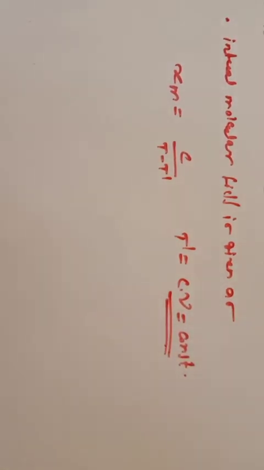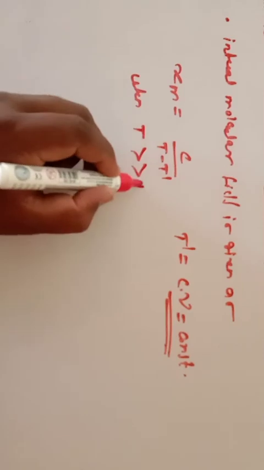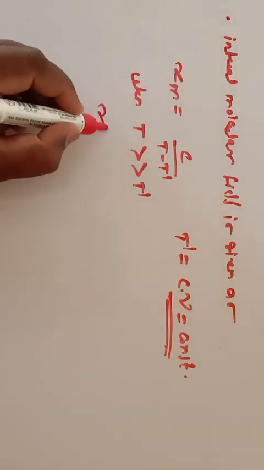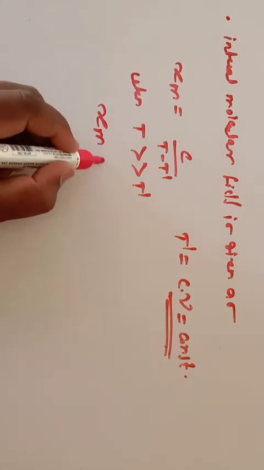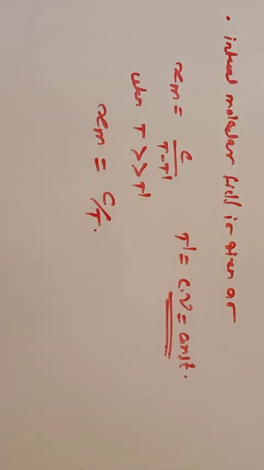So you slightly modify this equation: chi by m equals C upon T minus T prime, where T prime is C into gamma. It is the multiplication of the Curie constant C into the Weiss constant. And the condition is when T is very much greater than T prime, then T prime is negligible, and we get chi by m equal to C by T.